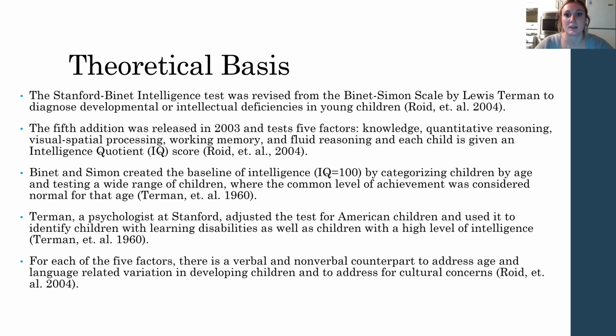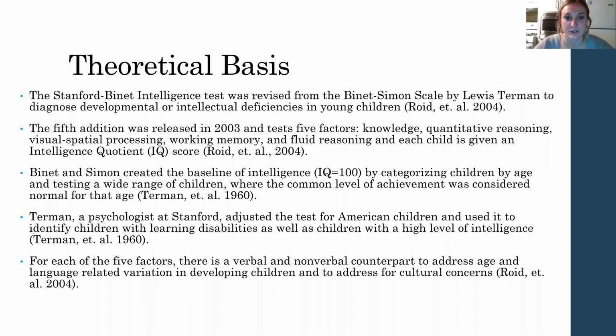Binet and Simon categorized children by their age group and tested 4,800 children. The common level of achievement based on that age group was the mean and considered normal for that age. Any deviation higher or lower indicated a lesser or a higher form of intelligence.